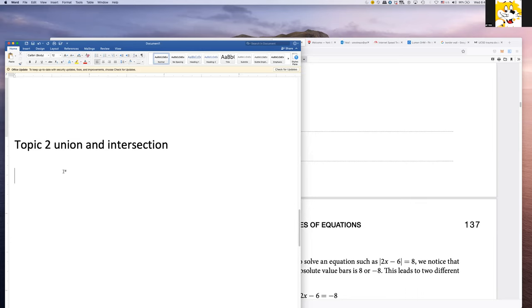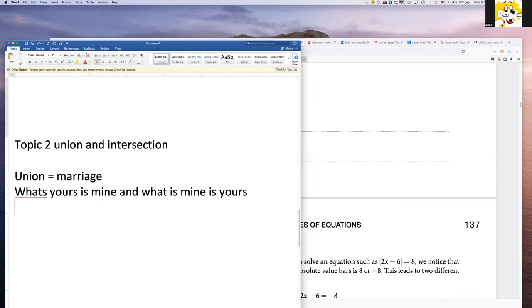So when you have a union, a union is equal to a marriage. It basically means what's yours is mine, and what is mine is yours, right? That's what a union means. Now, I'm not here to advocate one thing or another, but mathematically speaking, that's what it means. We're gonna create one whole, your piece and my piece.